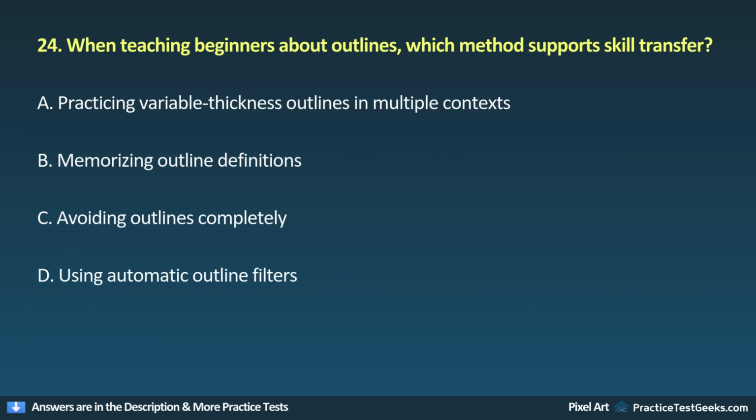24. When teaching beginners about outlines, which method supports skill transfer? A. Practicing variable thickness outlines in multiple contexts. B. Memorizing outline definitions. C. Avoiding outlines completely. D. Using automatic outline filters.